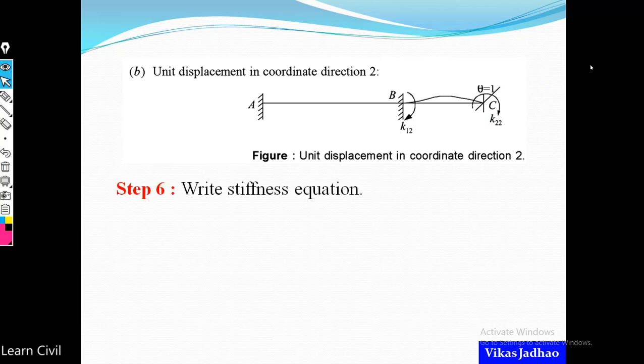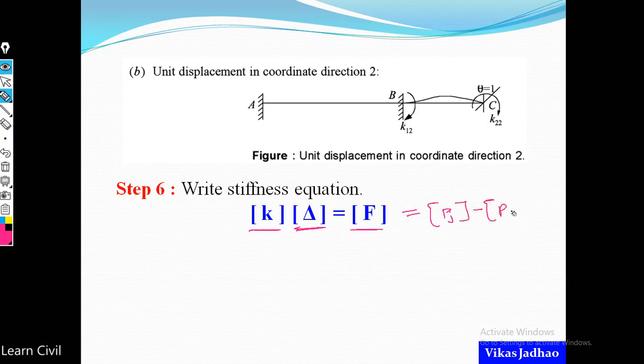Step number 6 is to write the stiffness equation. The stiffness equation is given by this particular equation, where this K matrix is the matrix of stiffnesses, this delta matrix is the matrix of deflections, and this force matrix is the matrix formed by deducting PL from PJ, that is PJ minus PL. So this is how the stiffness equations are formed.